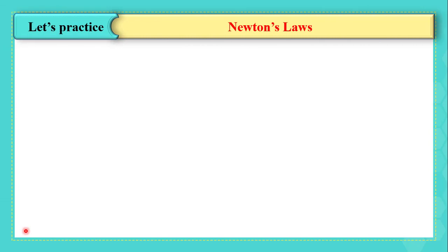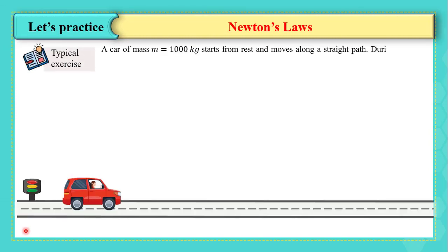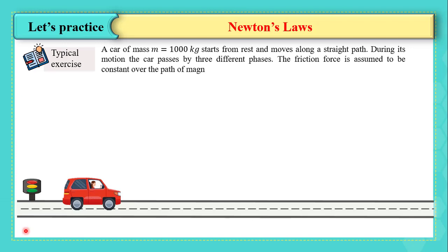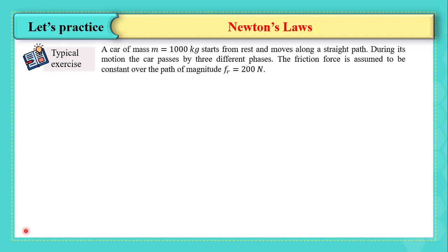Now let's practice by solving the following typical exercise. A car of mass m equal to 1000 kg starts from rest and moves along a straight path. During its motion, the car passes through three different phases. The force of friction is assumed to be constant over the path, of magnitude fr equal to 100 Newton. Let's start with the first phase, between the interval t0 to t1.